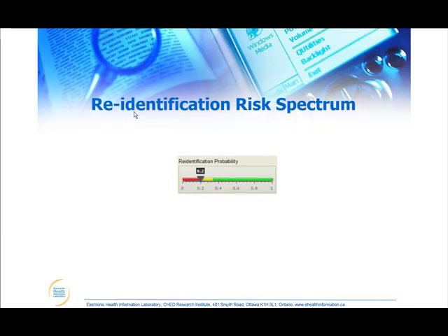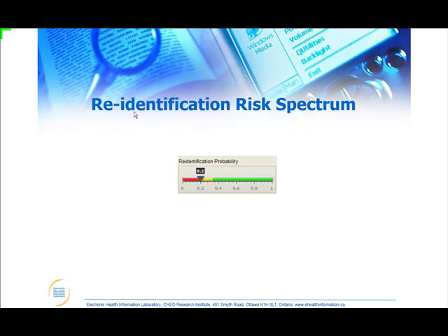So in general, identifiability is on a spectrum. We can scale it to be between 0 and 1. So 0 means the information is not identifiable, and 1 means information is identifiable. 0 basically means you don't release any data, because if you release or disclose any data, there is some risk of re-identification. Identifiability is not 0.